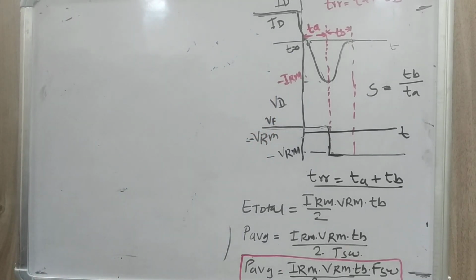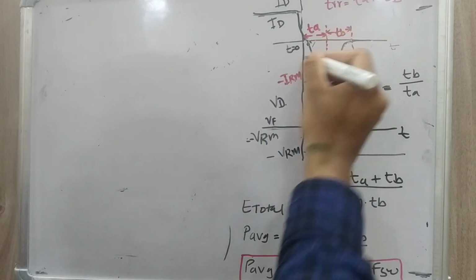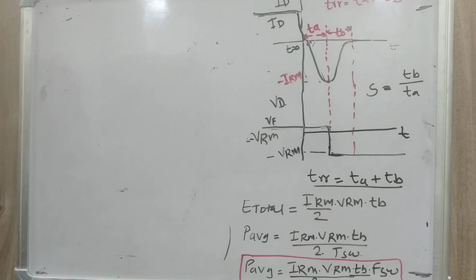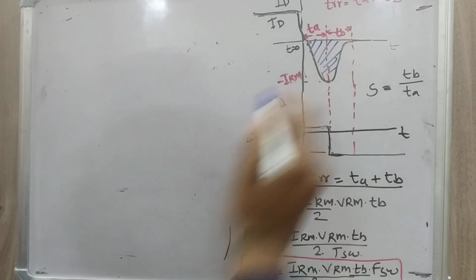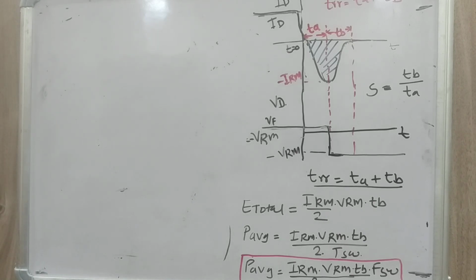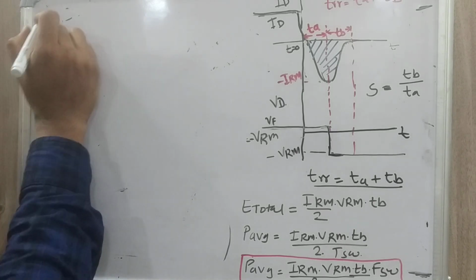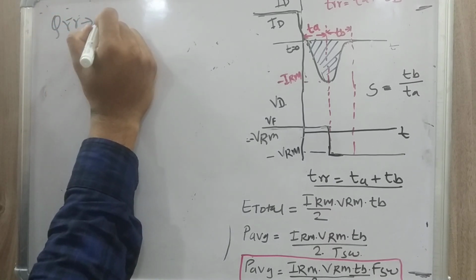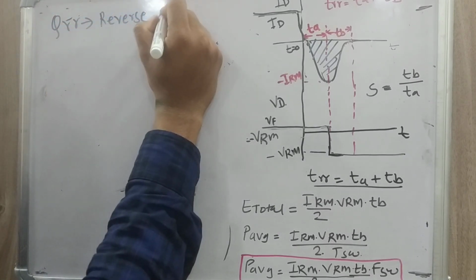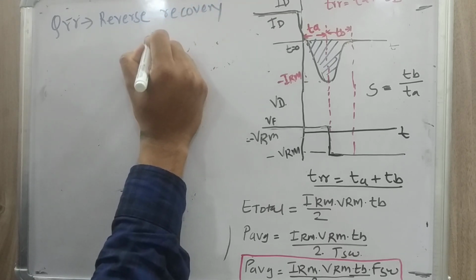So now we will see another term that is mentioned in the diode datasheet, which is the reverse recovery charge. Reverse recovery charge is basically the area enclosed by this current waveform, because when we integrate the current waveform over the time period, it gives a charge, since it is the multiplication of I into T. So this area is basically QRR, which is defined in the diode datasheet. This is the reverse recovery charge. Okay, and we will see how it is calculated.